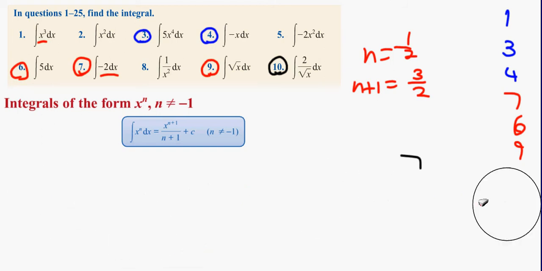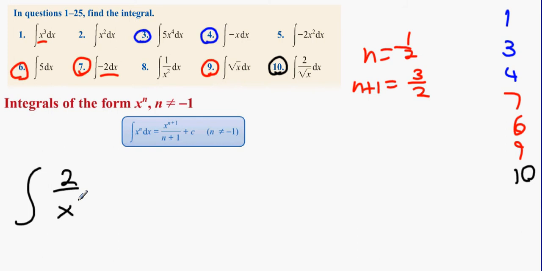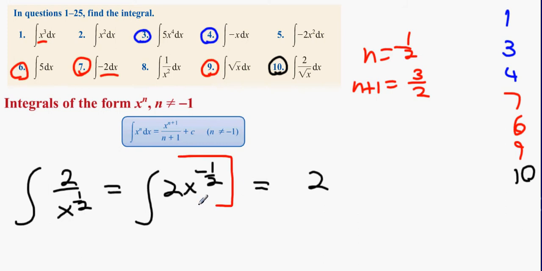In the case of number 10, what we have here is we're going to rewrite it as 2 over x to the power half, sorry. Then we're going to write that as the integral of 2x to the minus a half. Now when we integrate this, we're going to have a 2 at the front, and we're just going to worry about integrating the minus a half.